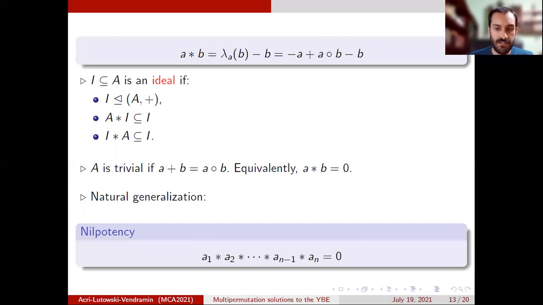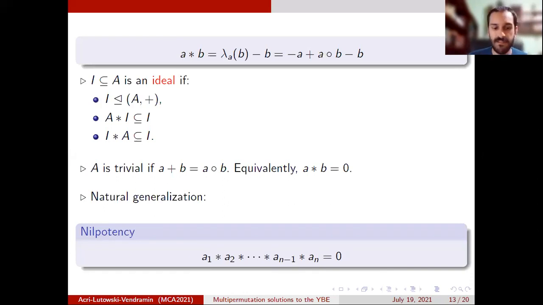So let's recall some structures related to skew braces. For any skew brace, we have this star operation defined as a star b equals lambda sub a of b minus b, or this equivalent. This is the definition of the lambda map. And remember that this is the product operation for the case of radical rings, the way we define the circle operation. So this is the corresponding star operator.